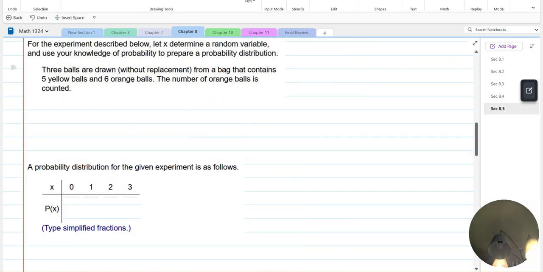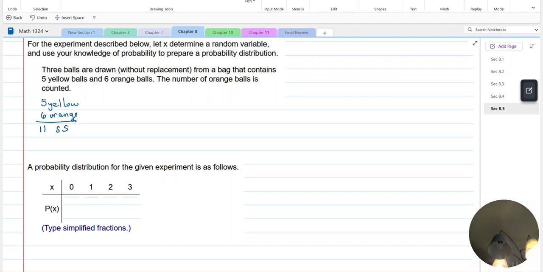3 balls are drawn without replacement, that means one at a time, from a bag that contains 5 yellow and 6 orange. There's 11 in our sample space. All right. The number of orange balls is counted.